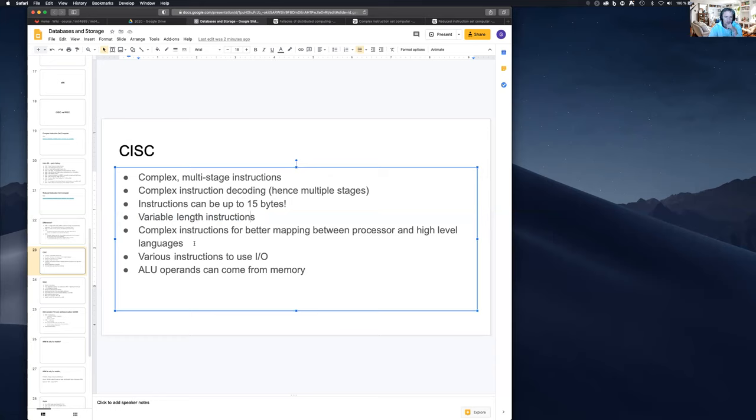And then, as I said, complex instructions map better between high-level programming languages and what the CPU is doing. So this mapping is super, super easy. And then the compilers have an easier time working out how to use it, right? Or if humans are doing it, right? And then various instructions can use I/O. We already talked about it. And then you can use ALU operands from memory. We already talked about it, right?